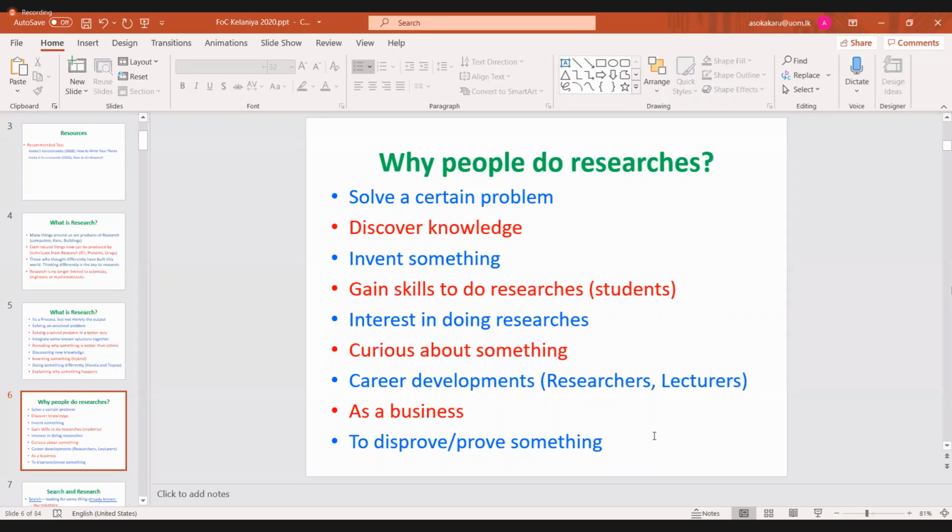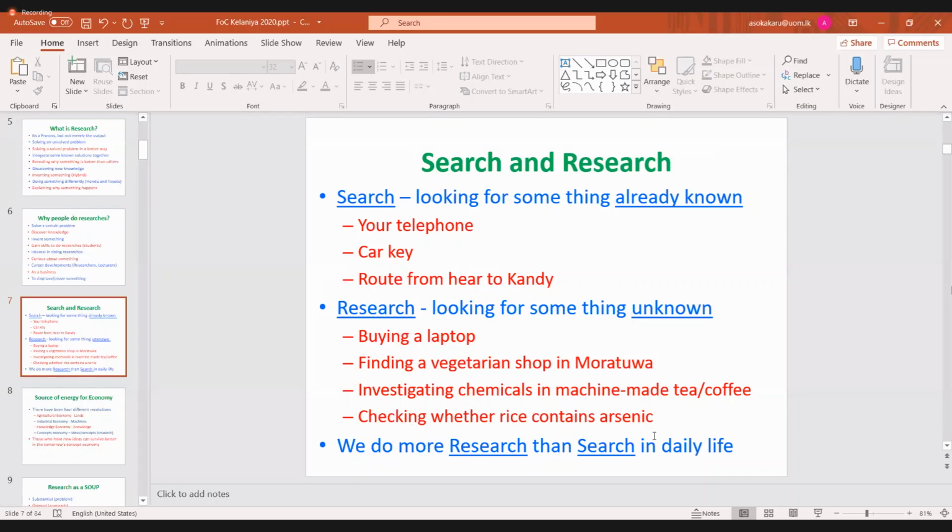Okay. Now we go to a very important slide. In real life, we are familiar with two terms called search and research. Okay. Search and research. What is search? Search means you are looking for something that you already know. That is search.